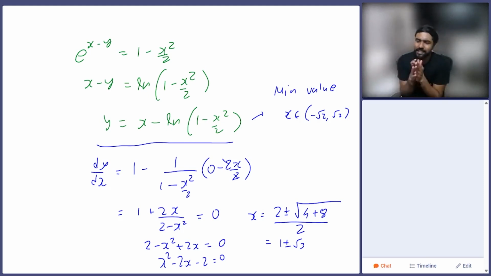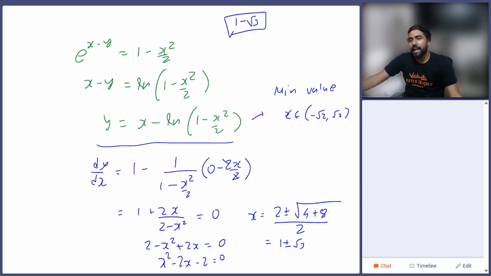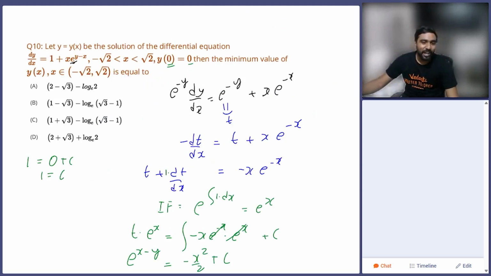And I can see that 1 plus minus root 3 are two solutions. But before 1 minus root 3, the derivative is going to be negative, and then it is going to be positive. So that means at 1 minus root 3, I do have a point of minima. So I've got the point where the function is minimum, at 1 minus root 3. But now the question is still not done. What do you have to find? You need to find the value of y of x at the minima.